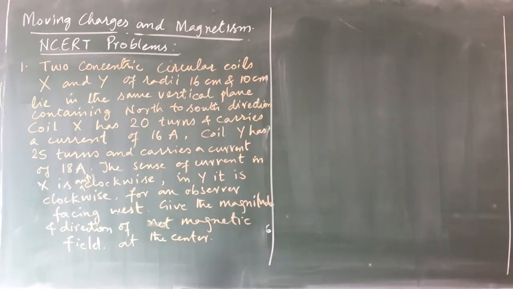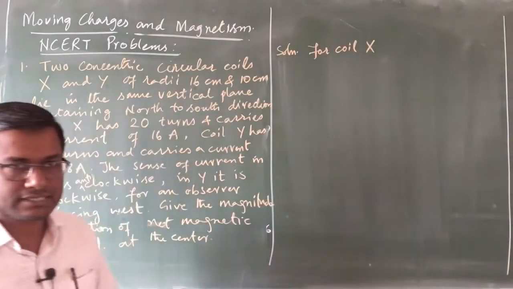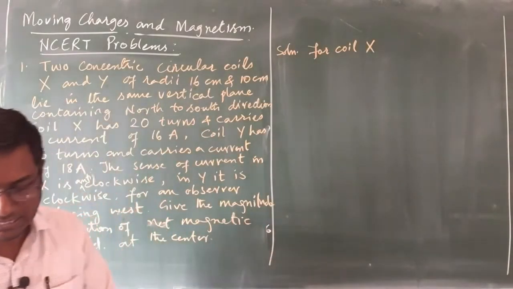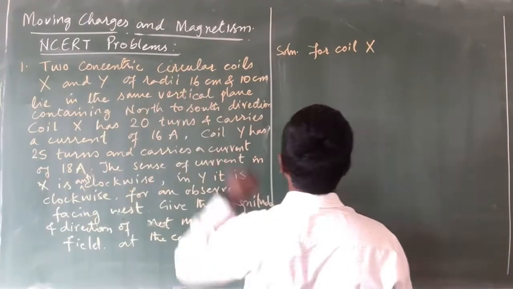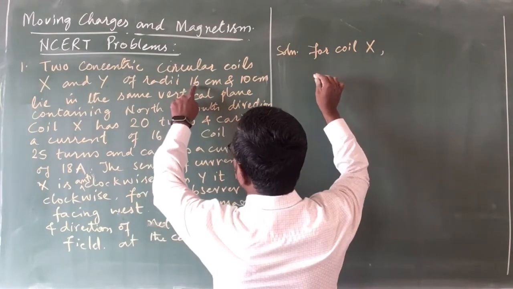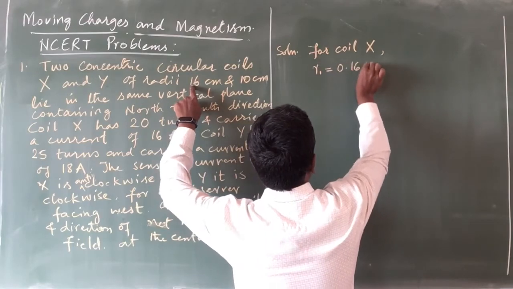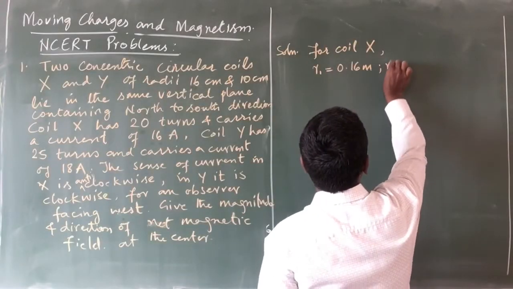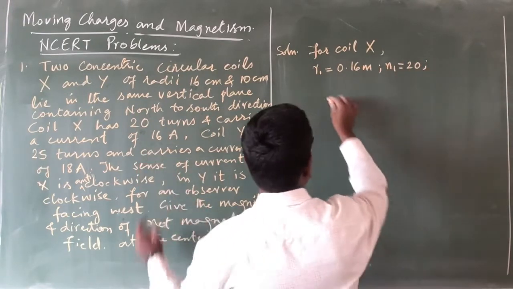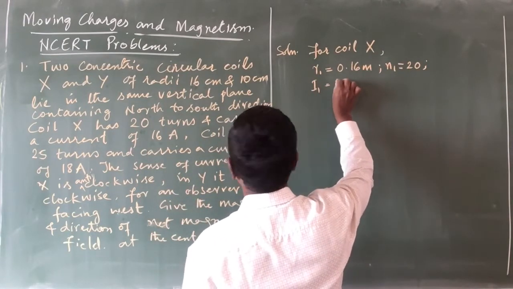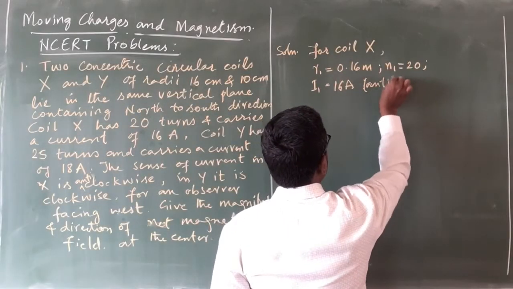So that is the question. Let's take one coil at a time. That's what I'm going to do for the solution. For coil X, I'm going to write the given data. The first thing given is the radius, R1 equals 0.16 meter. N1 is given as 20 turns and the current I1 is 16 ampere, anticlockwise.